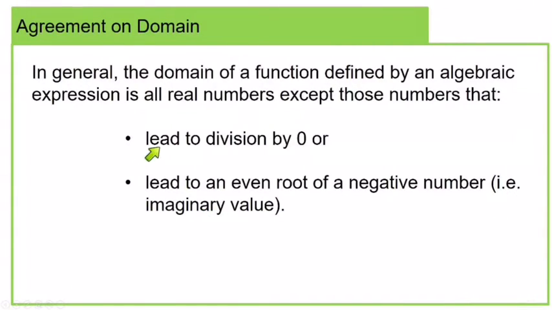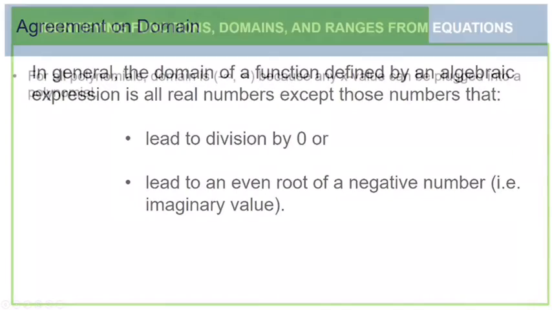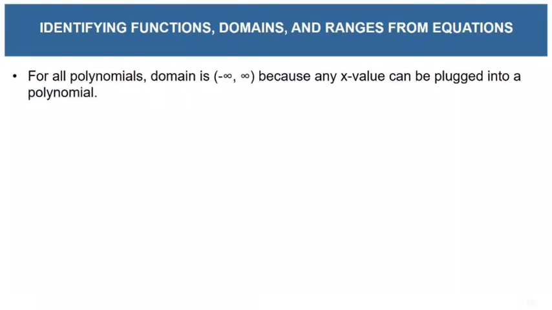So basically, we can't let any denominators equal 0, and we can't let the expression under a radical of an even root be anything less than 0. We can't let what's under the radical of an even root be negative. In a college algebra course, when we're talking about finding the domain based on an equation, usually we only see 3 types of functions. They are polynomial functions, radical functions, and rational functions. So we're going to look at each of those in detail one at a time.